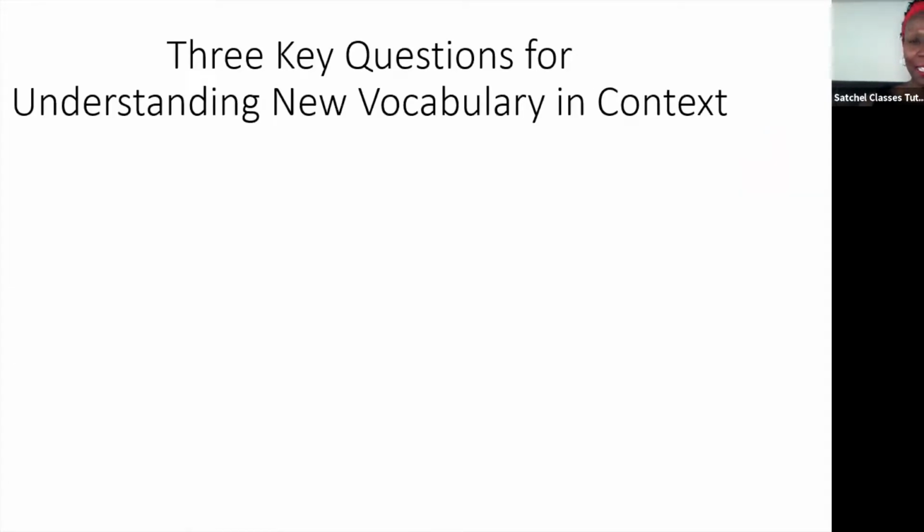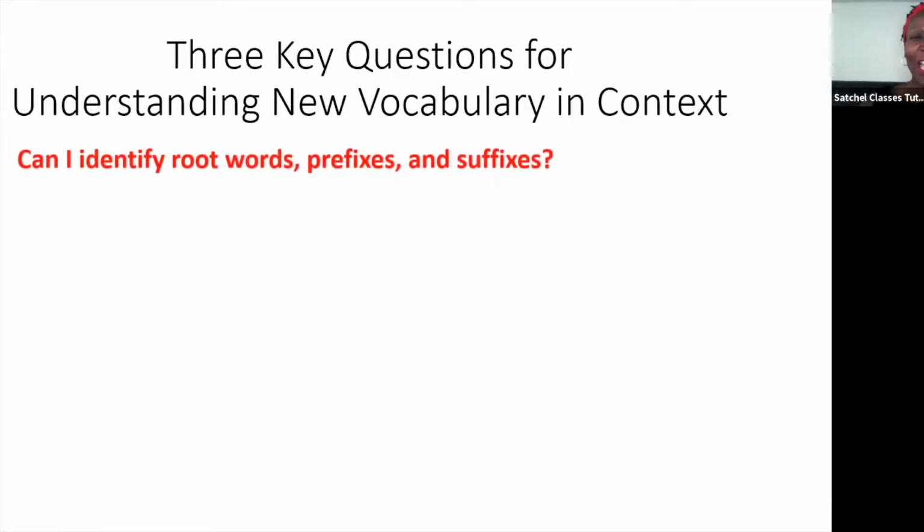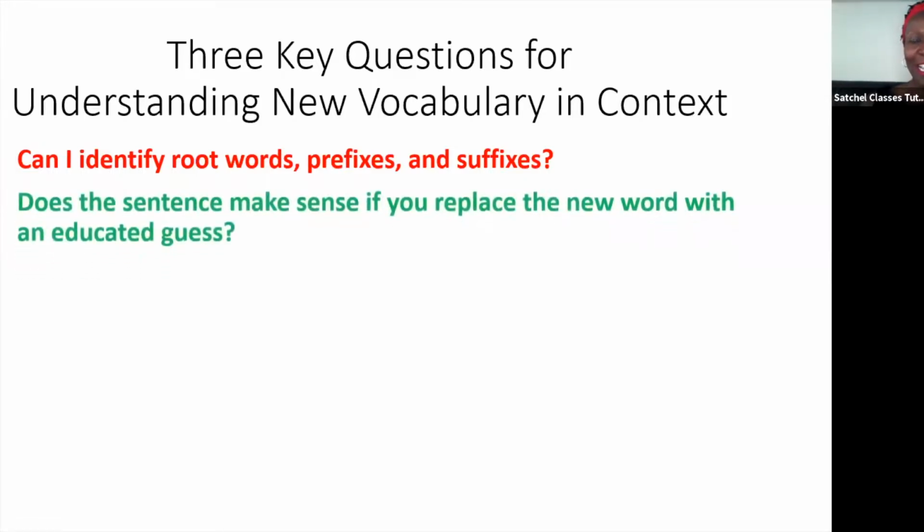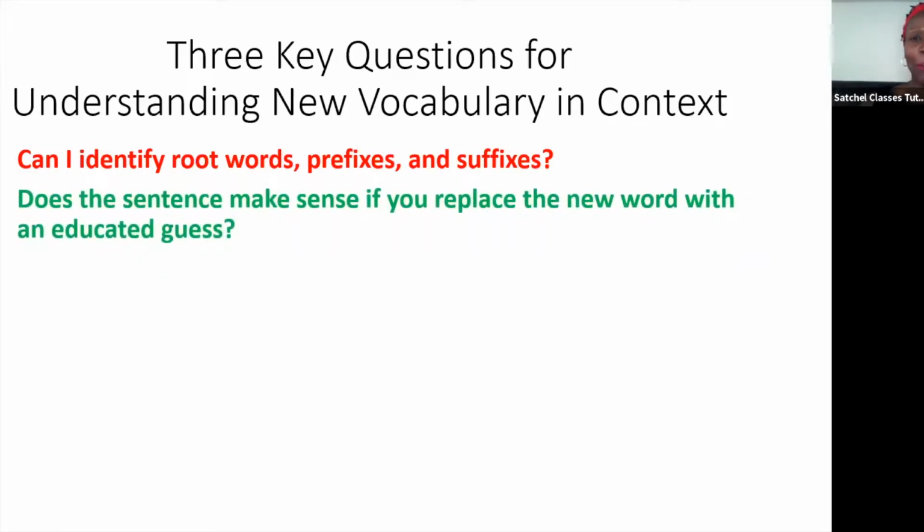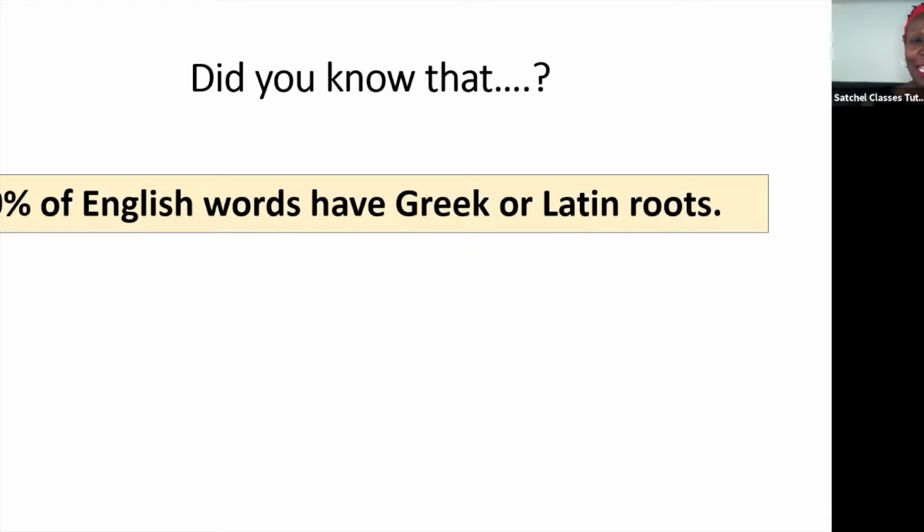Now, when we're understanding new vocabulary in context, there are three important questions that are really good to ask. Firstly, can I understand the root words, prefixes and suffixes? Secondly, does the sentence make sense if you replace a new word with an educated guess? And then finally, can I use a dictionary to help me? So those are the questions that you should be asking when you're trying to understand key vocabulary in context that is new or unfamiliar.